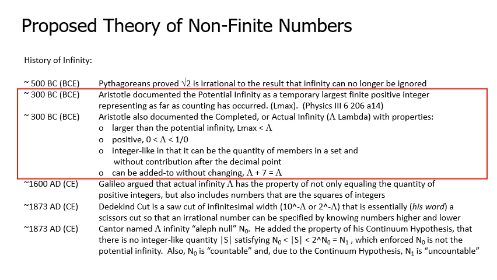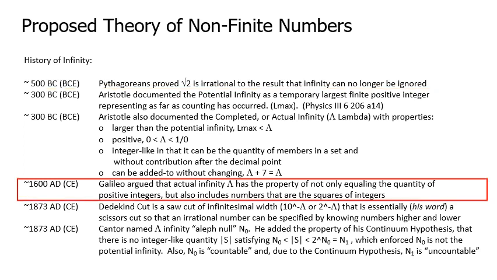Another concept for infinity Aristotle mentioned is the completed infinity, or actual infinity, which appears to have properties of being larger than the potential infinity, is positive, is integer-like in that it has no contribution after the decimal point, such that it can be a quantity of members in a set, and for a fourth property, can be added to without changing. About 2,000 years later, a little less than 500 years ago, Galileo clarified the four Aristotle properties of actual infinity by pointing out the quantity of squares of positive integers is the same as the quantity of positive integers.